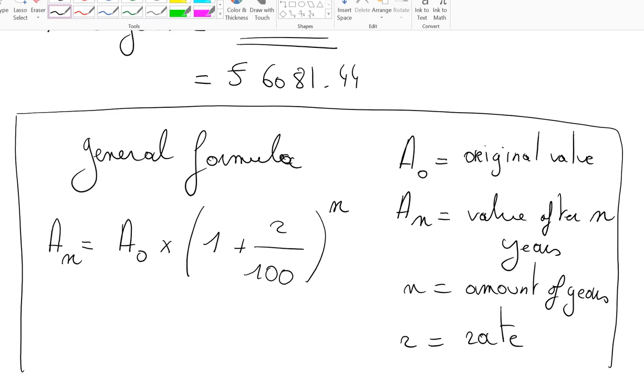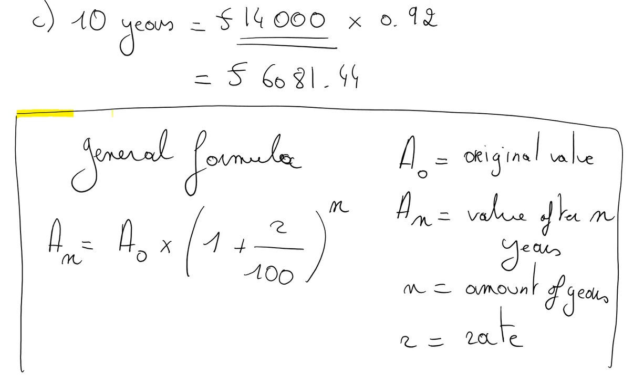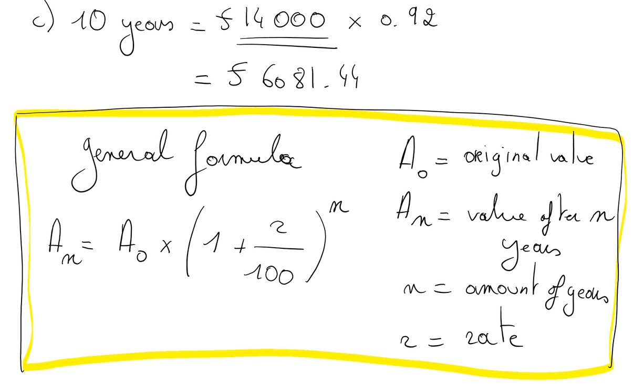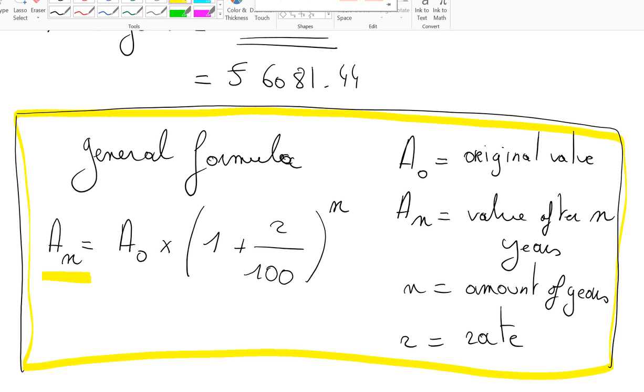So now you're actually ready for exercises on compound interest. Use the general formula, guys. So the new value after n years is your original value times 1 plus your rate over 100 or minus your rate over 100 to the power of n. Good luck with the exercises, guys.